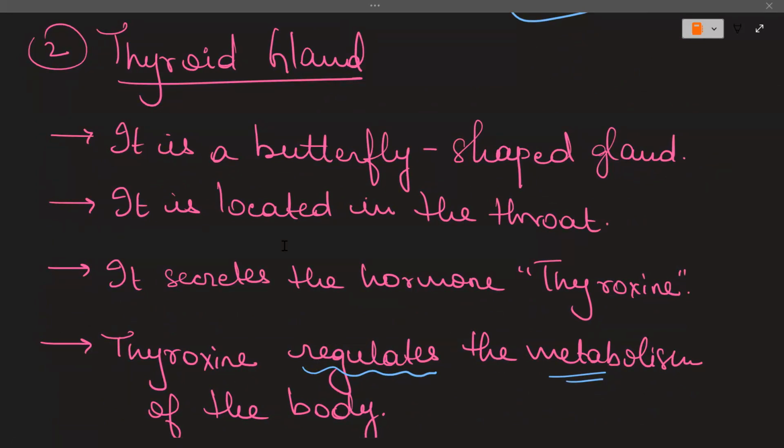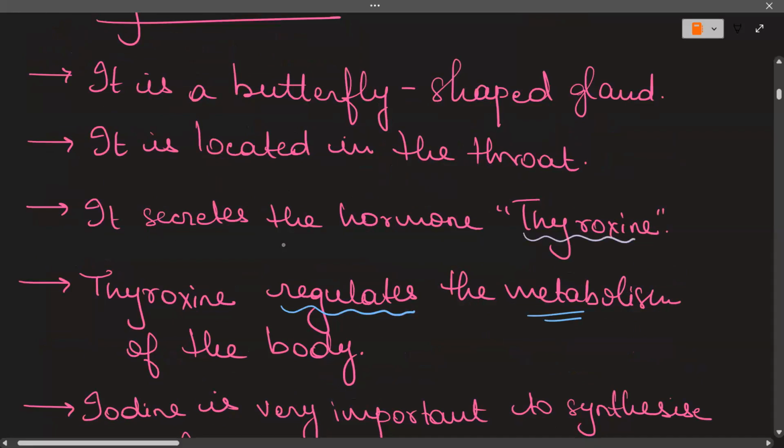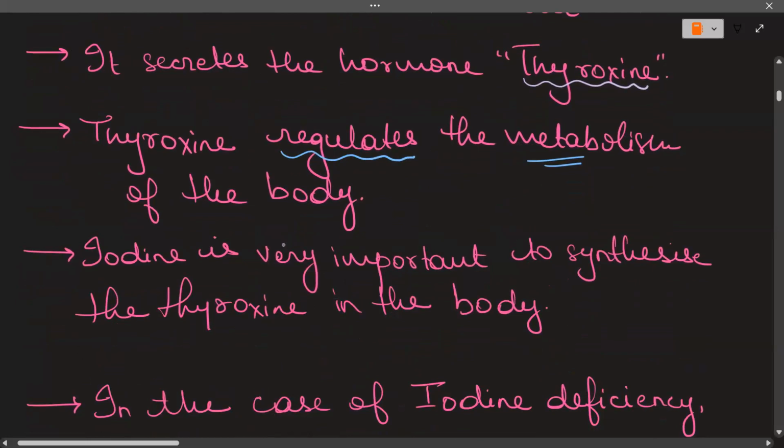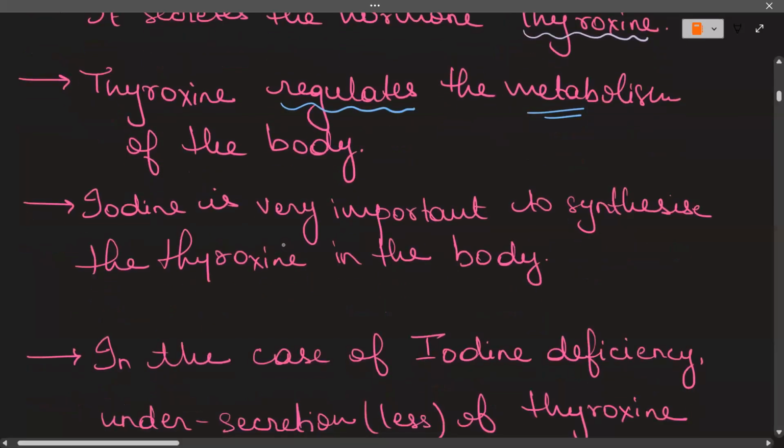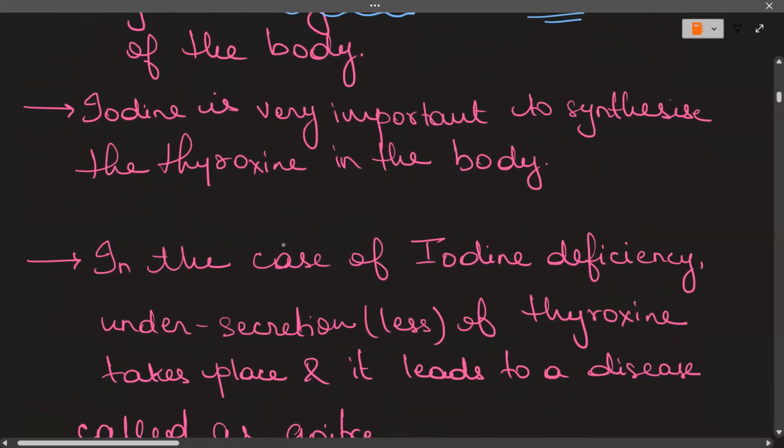Now the hormone secreted by the thyroid gland is thyroxine. This thyroxine hormone is very important for the metabolism of the body. The metabolism of the body is regulated with the help of thyroxine. For the proper synthesis of thyroxine, iodine is very, very important. Do you know what the source of iodine in our food is? Salt, correct. The table salt that is put in our food is the greatest source of iodine.